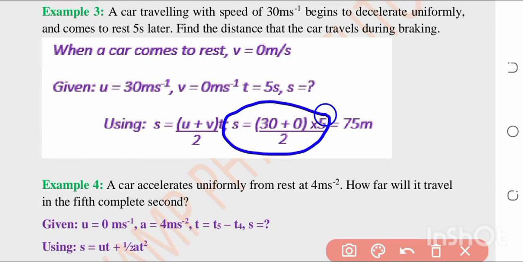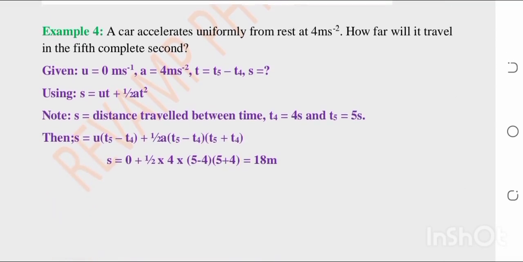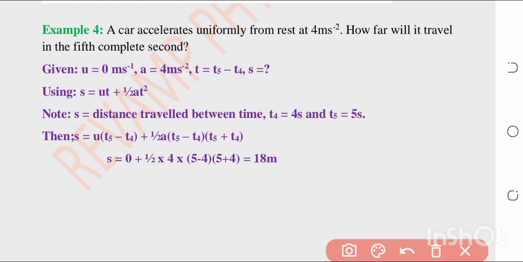And using a calculator on this, we're able to arrive at 75 meters as the final answer there. Okay, let's consider the last example in this video. The last example says a car accelerates uniformly from rest at 4 meters per second squared. That is, we have an acceleration of 4 meters per second squared. So they now ask us, how far will it travel in the 5th second?